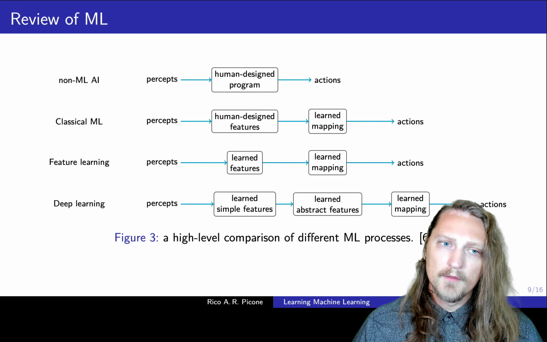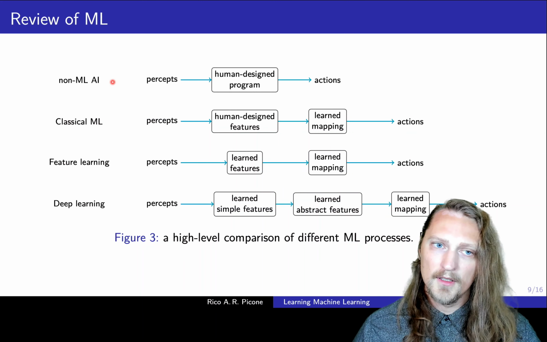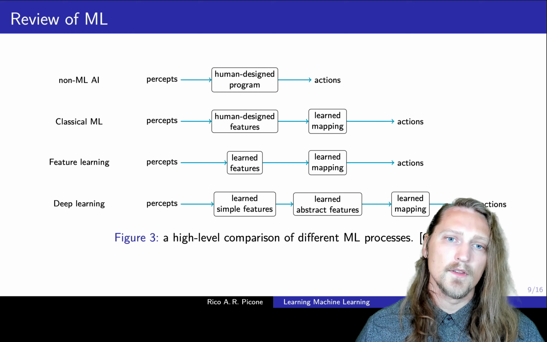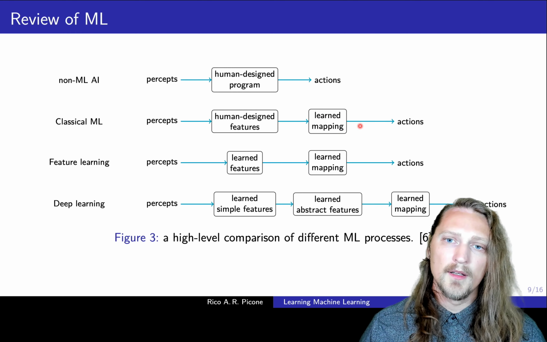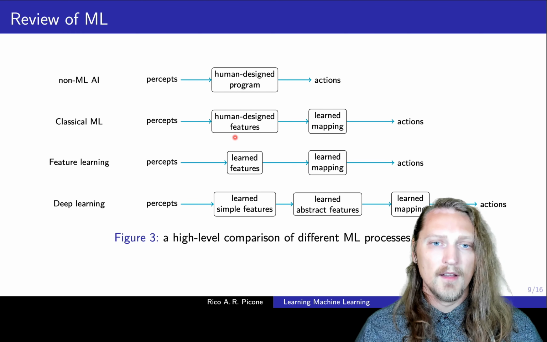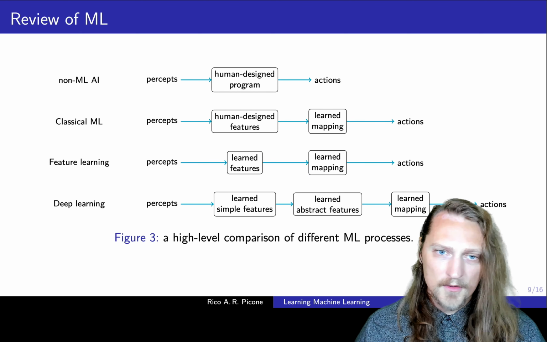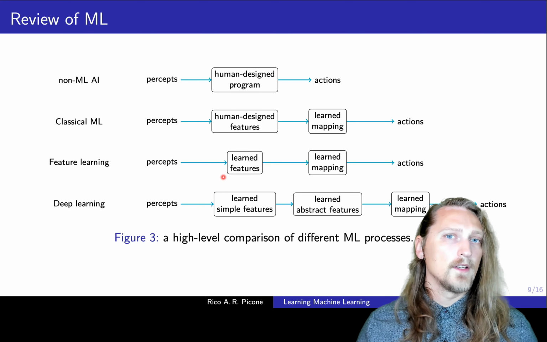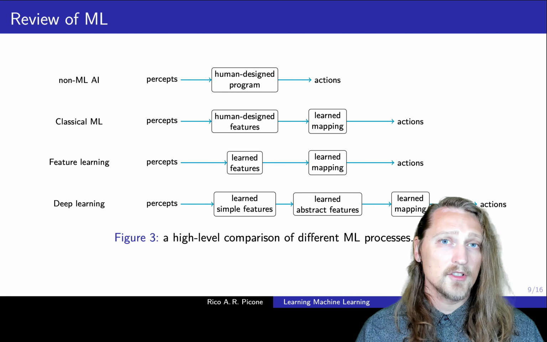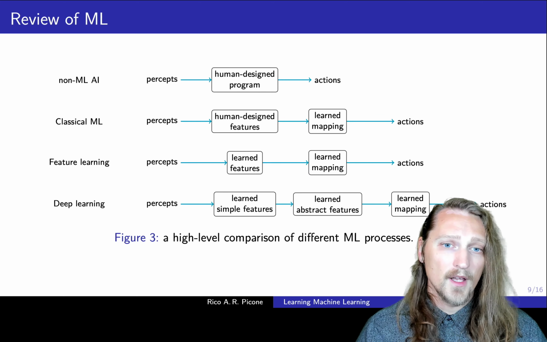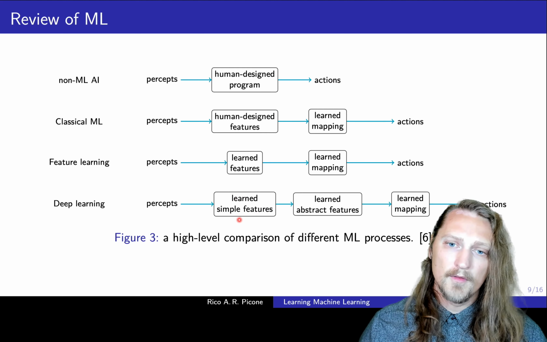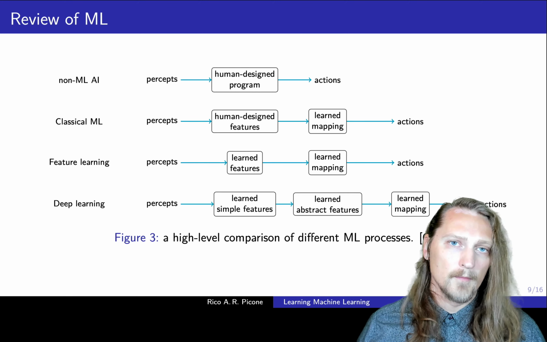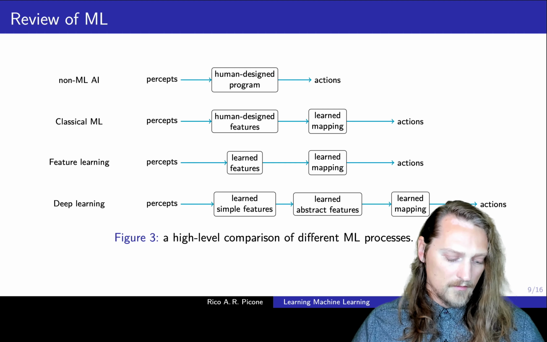So this is a review of what we covered here. We started out with the non-machine learning AI, where we tried to hand design a program that took percepts to actions. Then we started to use machine learning, but we had to hand design or human design the features in. That was great, but we found that actually having a learning algorithm learn which features are important in a given representation was actually better in most cases. Finally, we put in these simple feature and abstract or complex feature layers, and we got deep learning in that way. So, we use neural networks.